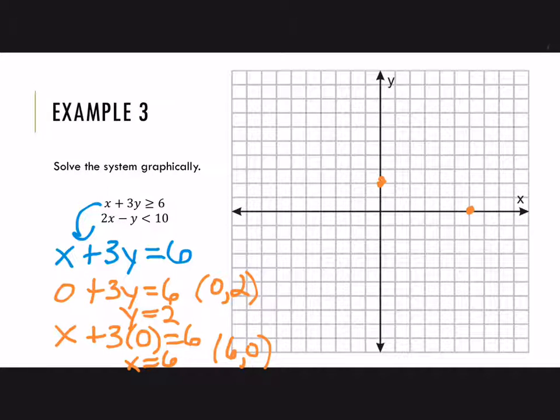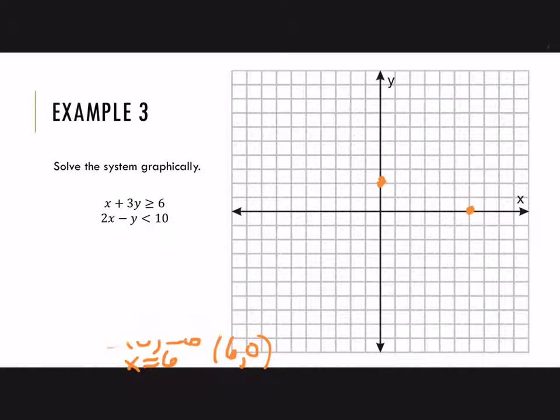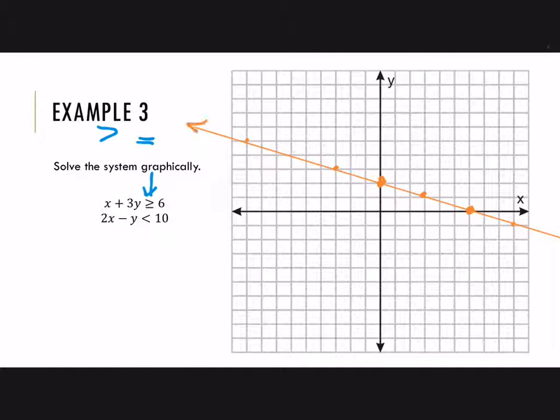Now we did talk about the boundary line, whether or not it is solid or dotted. So in this case, since we have a greater than or equal to sign, we do want to graph also points where x plus 3y is equal to 6, either where they're greater than 6 or where they're less than 6. So because of that equal sign, we can include that boundary line. Okay, so there's a line that represents the first inequality.